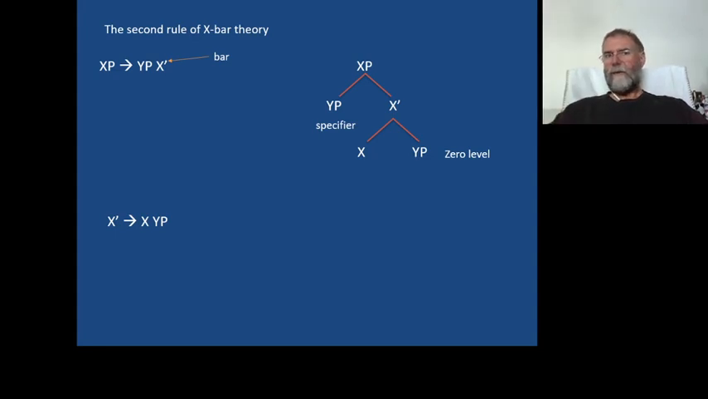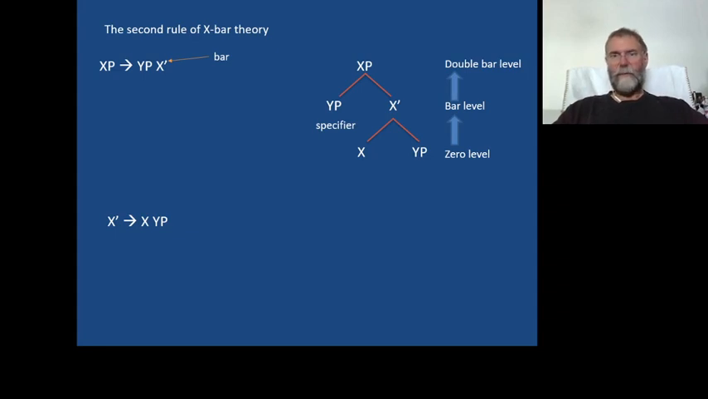Remember, this is a very general theory. It makes use of these category variables like X and Y, and they range over all categories. So the claim is that all phrases have exactly this structure. They have these three levels. At the bottom we have the 0 level, and that concerns the head. Above that we have the bar level with the X bar. The X bar contains the head and its complement. And above that we have what is sometimes referred to as the double bar level.